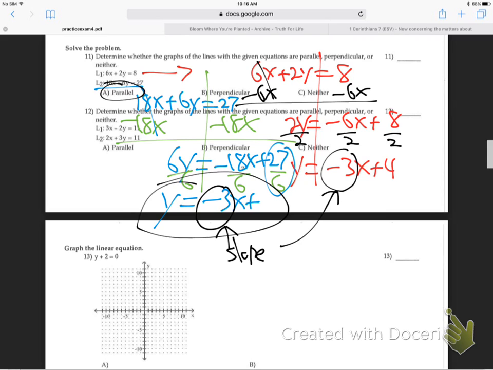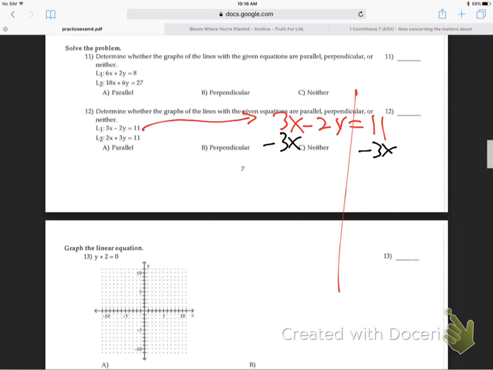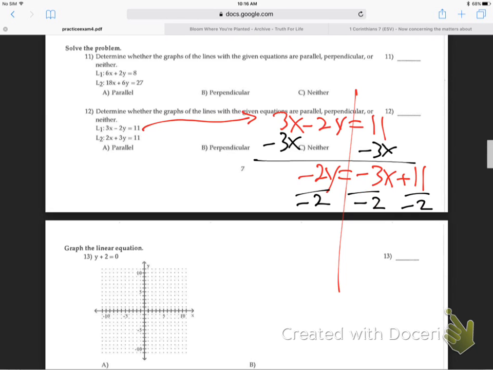Now, let's do 12. Let me go to a fresh screen here. I hope I didn't flash that off too quick. It'll be on YouTube later. So number 12, let's do the same thing again. We've got the two equations. 3x minus 2y is 11. Subtract 3x from both sides, so minus 2y equals minus 3x plus 11. Last step in getting y alone, divide through by minus 2. And y equals 3 halves x minus 11 halves. So that one's slope is 3 halves.